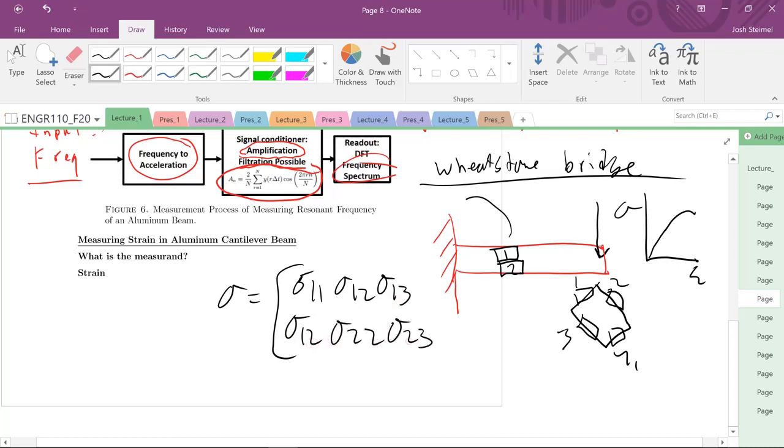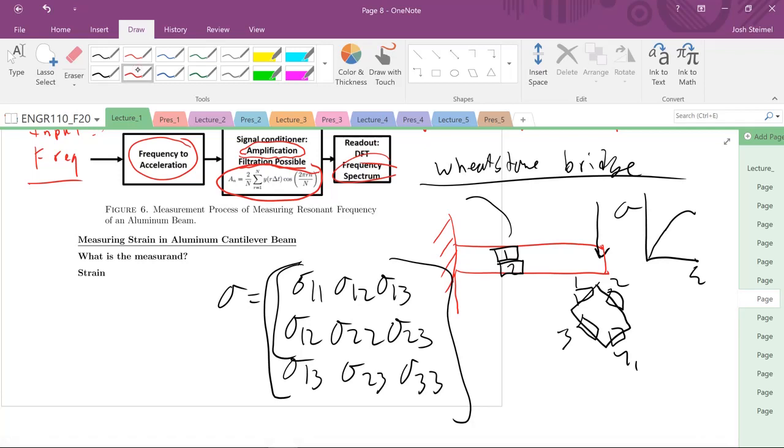Why is this tensor symmetric? Hopefully everyone remembers. If not, we'll have a good review. We're assuming our objects are not rotating, so by the conservation principle, you have to keep that. This has to be symmetric. Anyways, that's also what the strain tensor will be as well.